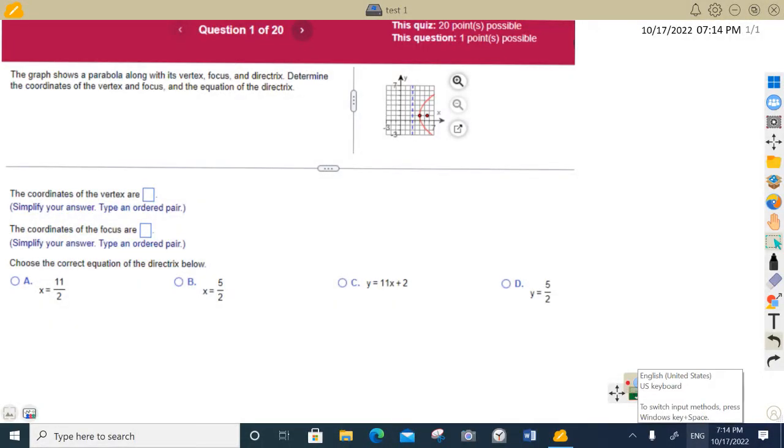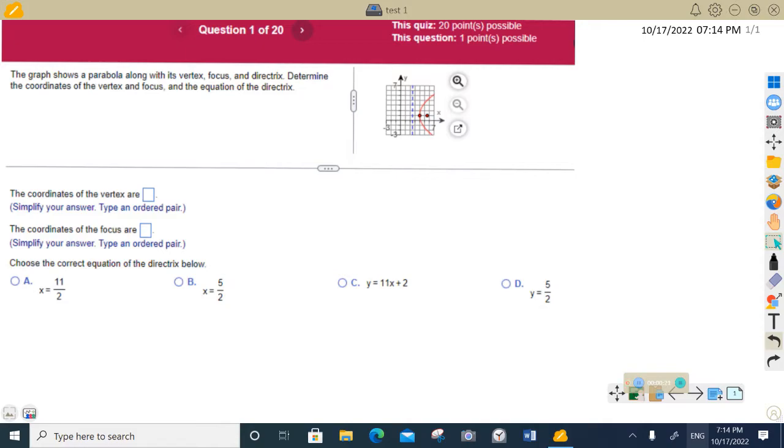Okay, guys, this is for the Unit 3 test for Miss Metter. It's on conic sections. That's sections of cones. That includes parabolas, ellipses, circles, and hyperbolas. Let's start with number 1.